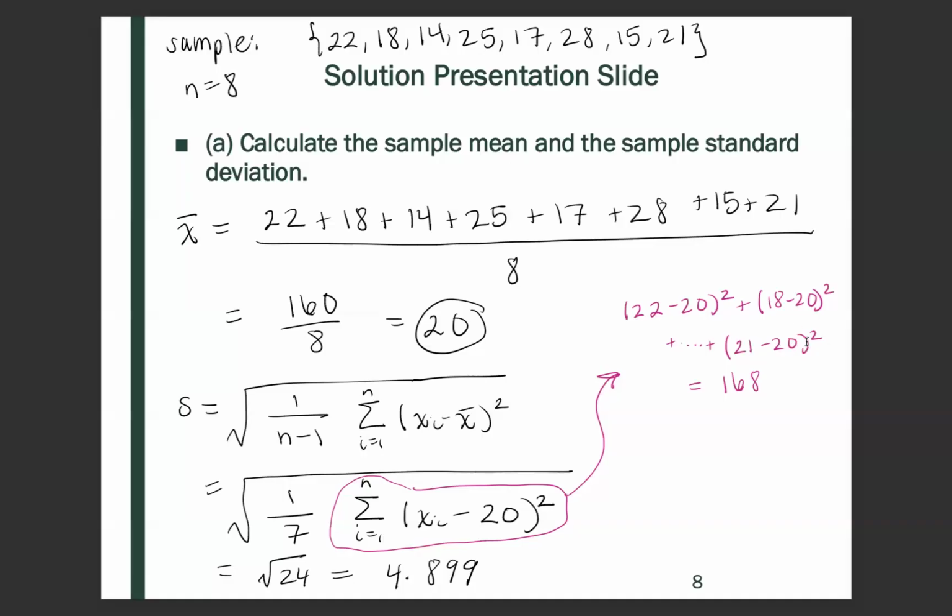squared. So this n in our example is 8, so this would be the sum from i equals 1 to 8. And so underneath the square root, that simplifies to 24. So if you take the square root of 24, you get 4.899, which is the sample standard deviation.